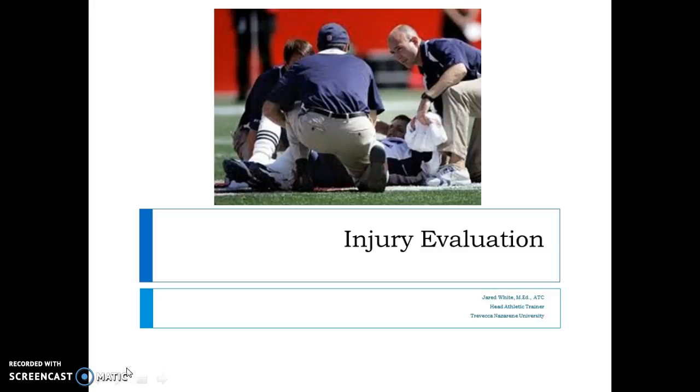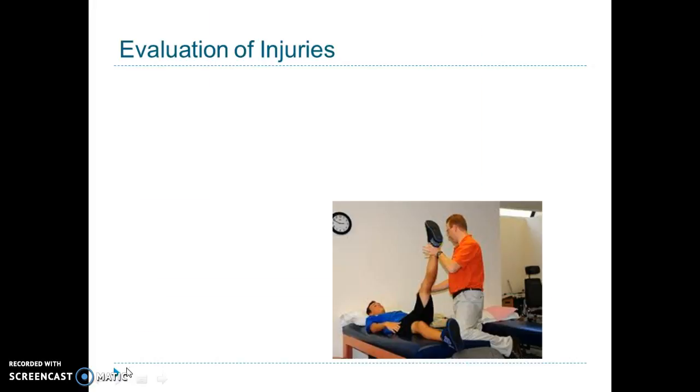This presentation should be shorter. We're going to go over injury evaluation. For those of you that have had my rehab class, this should all be a review. For those of you that haven't, we're going to use some of this information as we get into specific body parts, evaluating injuries. This is really useful information to know. All right. So we'll talk about a couple different types of evaluations of injuries.